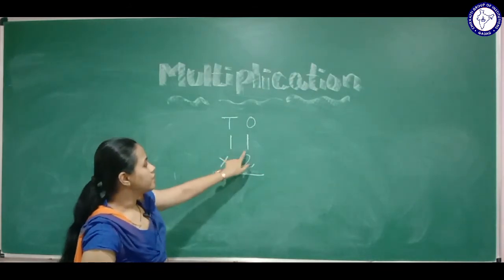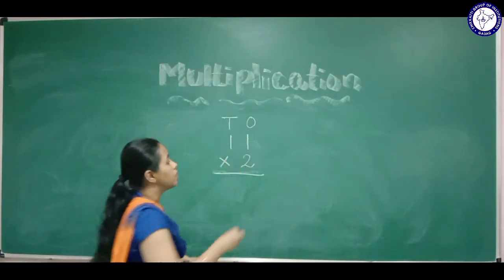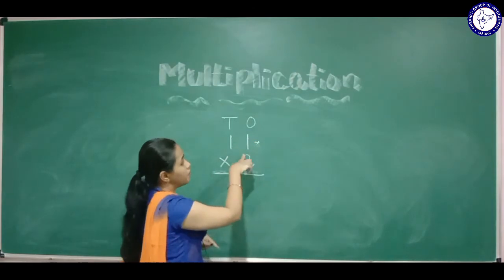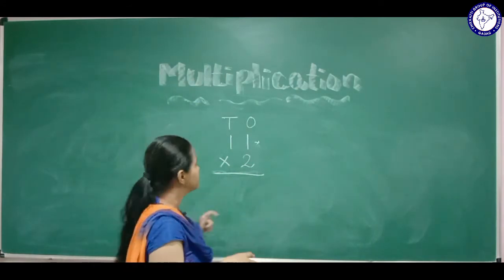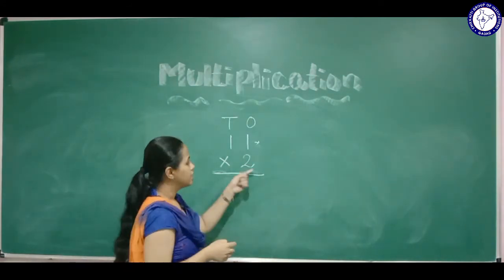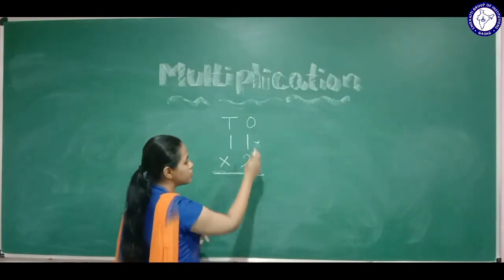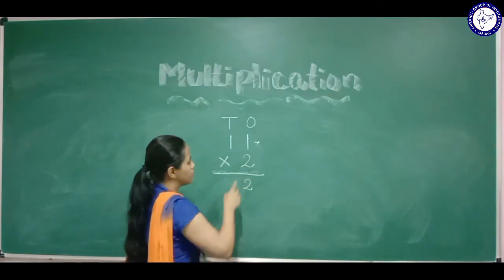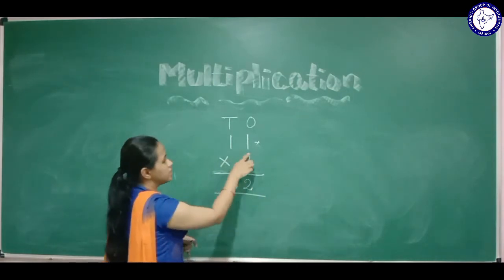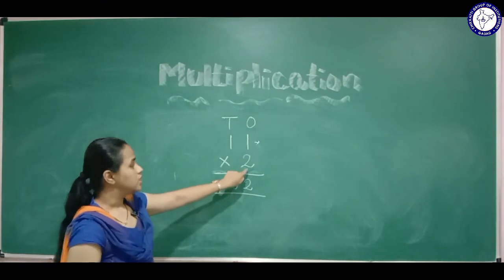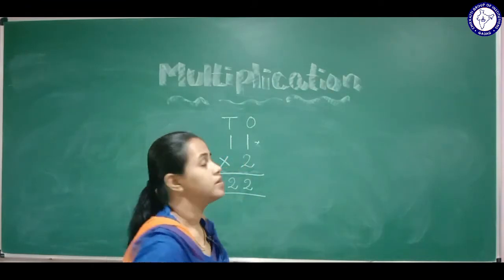We should multiply this 11 by 2, right? So how should we do it? We already know the table of 2, right? 2 ones are what? 2. 2 ones are 2, right? We should multiply the 2-digit number by this number, right? So here what do we say? This is multiplied, right?